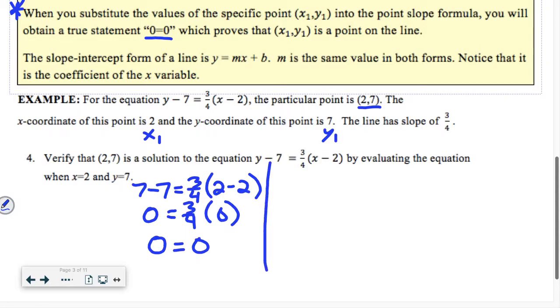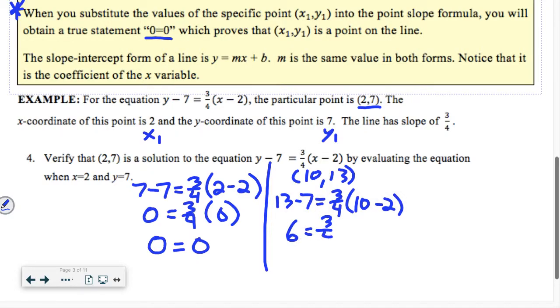I want to try a couple other examples of this. So I'm going to look at the point 10, 13. Let's check to see if this is also on the line. So I'm going to plug in 13 for y, so 13 minus 7 equals 3/4 times 10 minus 2. 13 minus 7 is 6. 10 minus 2 gives me 8. When I multiply that by 3/4, I'm going to get 2 here, and this cancels to 1. So 3 times 2 is 6. 6 equals 6, so that means that's true.